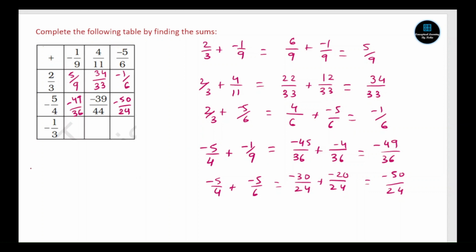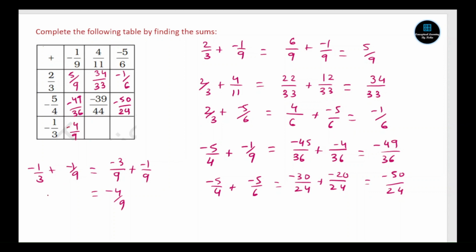Alright, now -1/3 plus -1/9. Make the LCM same. So I'll get 9 here, -3 plus -1/9. So what do we get? -4/9, right?